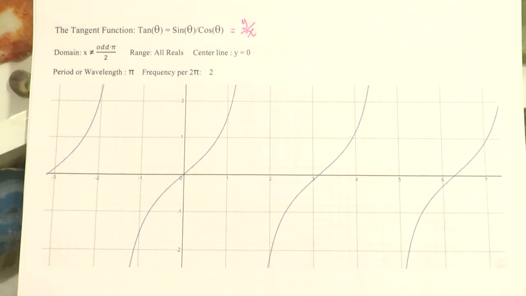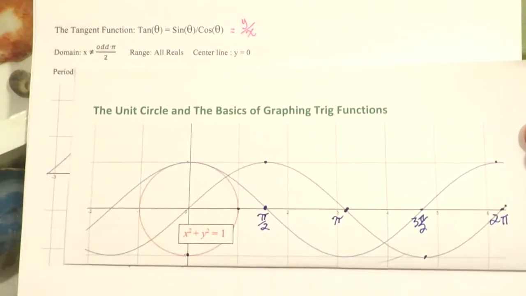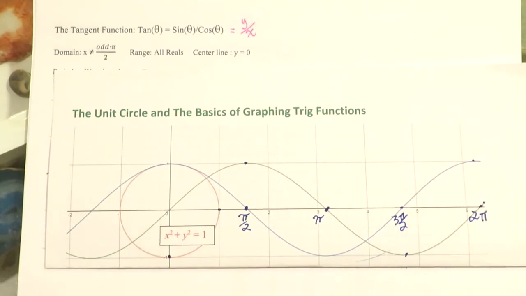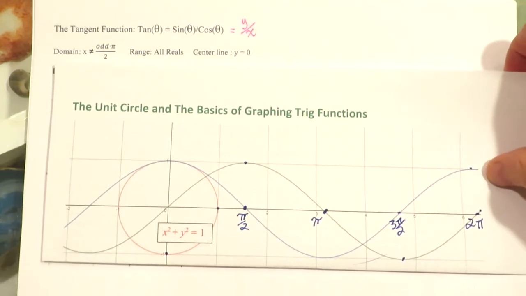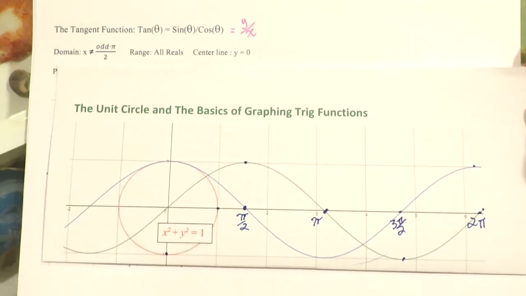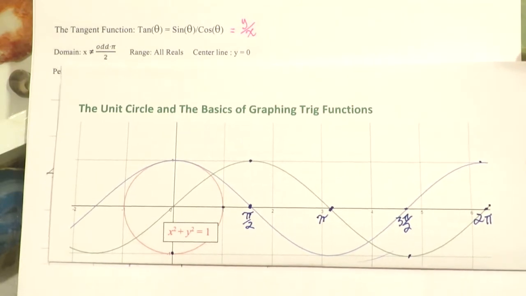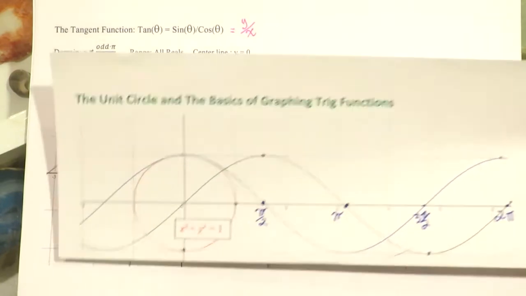Tangent is defined to be sine divided by cosine, or the y-coordinate on the unit circle divided by the x-coordinate on the unit circle. So again, here's our unit circle with our graphs of cosine and sine. When you're graphing tangent, you want to think about what is going on with both sine and cosine so that you can imagine what their ratio is.